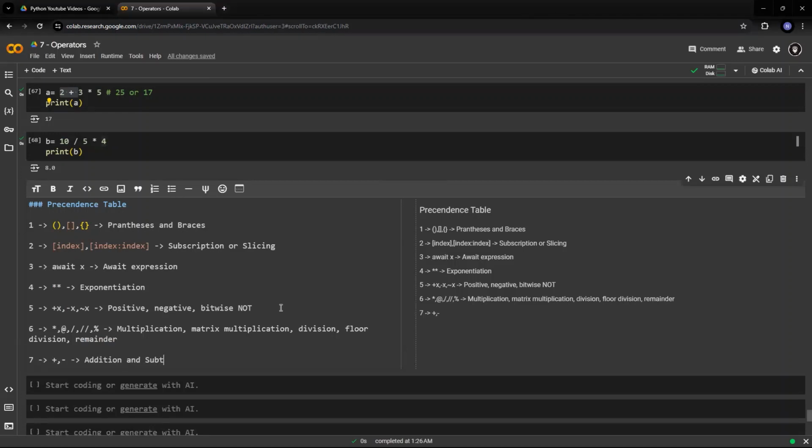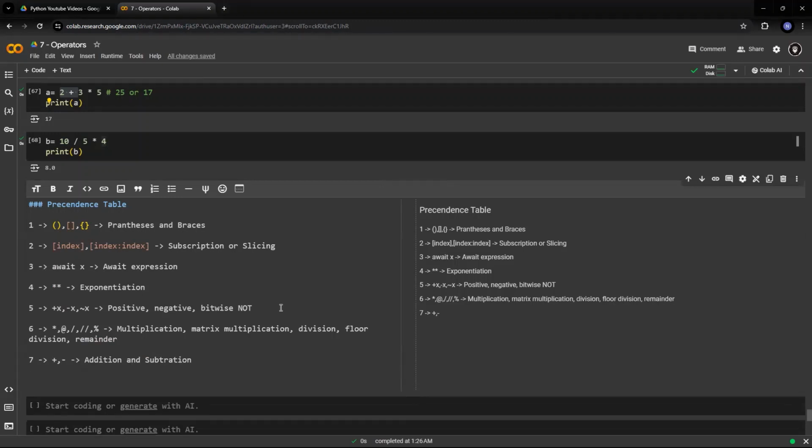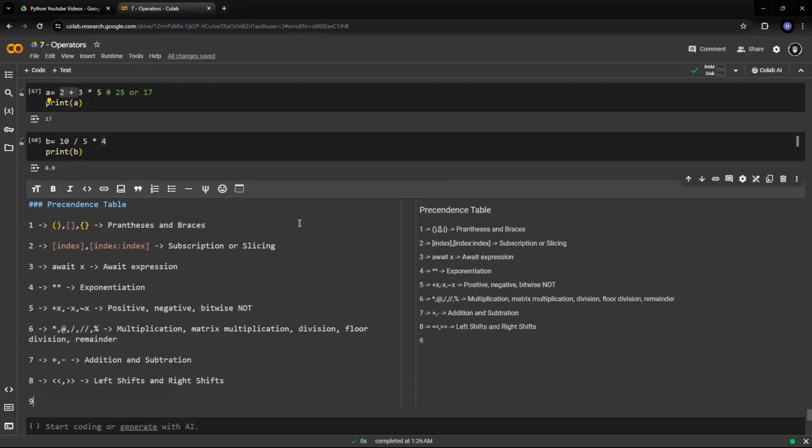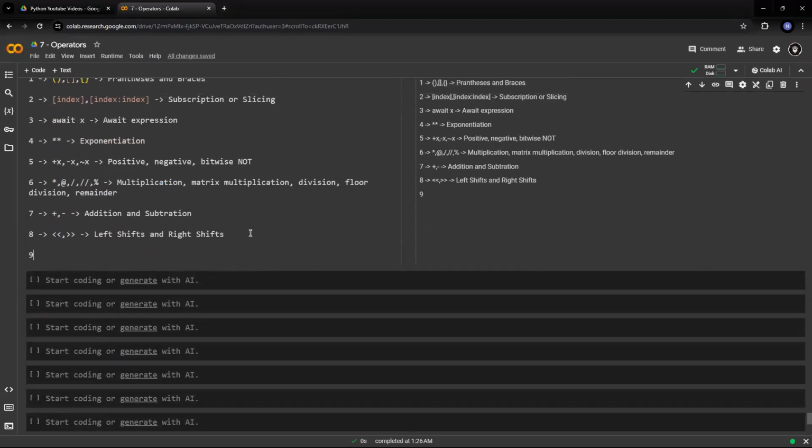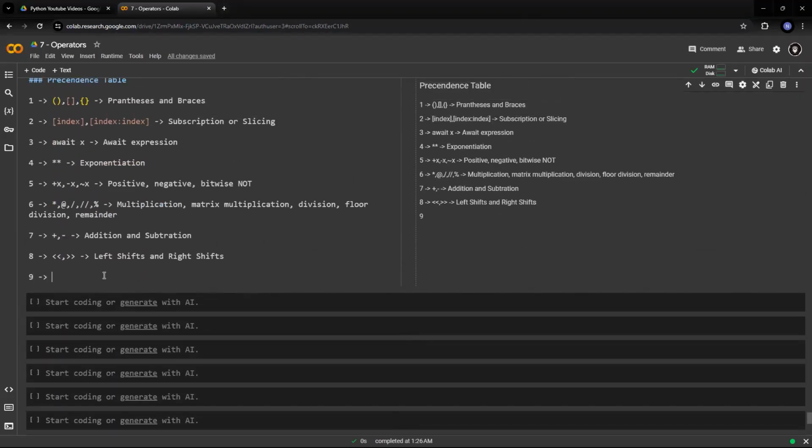Addition and subtraction. Next on the list are your left shift and right shift operators. So you have left shifts and right shifts. Ninth, this is the order of precedence in which I am writing. Hope you are understanding it.